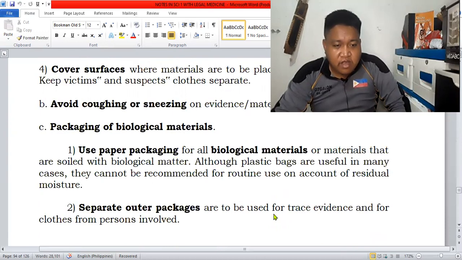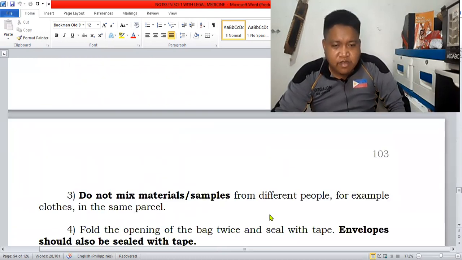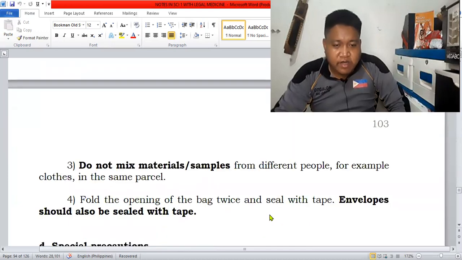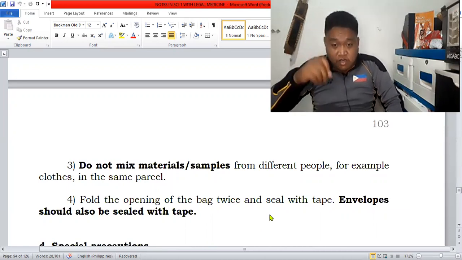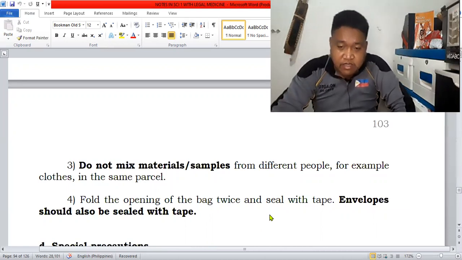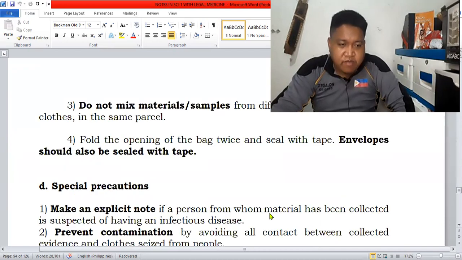Separate outer packages are to be used for trace evidence and for clothes from persons involved. Do not mix materials or samples from different people, for example, clothes in the same parcel. Fold the opening of the bag twice and seal with tape, like Scotch tape. Envelopes should also be sealed with tape.